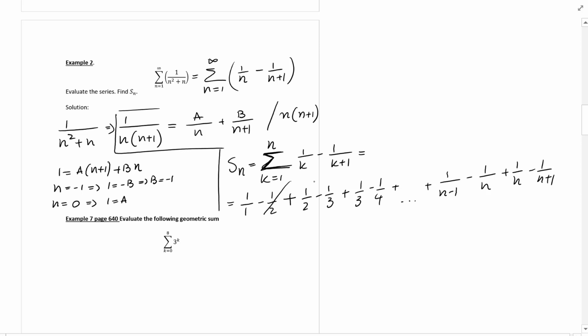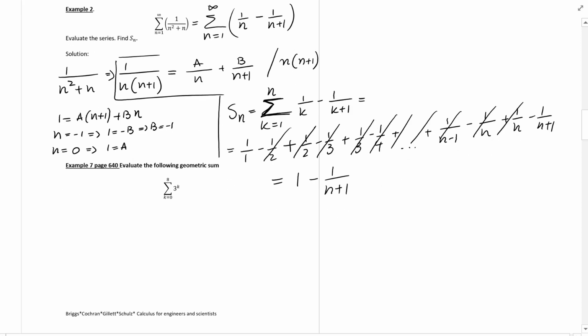Why? Because now we notice how easily these terms cancel. This one cancels with the previous one, and this one with this one. So we end up with 1 minus 1 over n plus 1. We found the S sub n. So the limit, as n approaches infinity, of S sub n is equal to 1. So we found out that the series sum, as n goes from 1 to infinity, of 1 over n squared plus n is equal to 1.